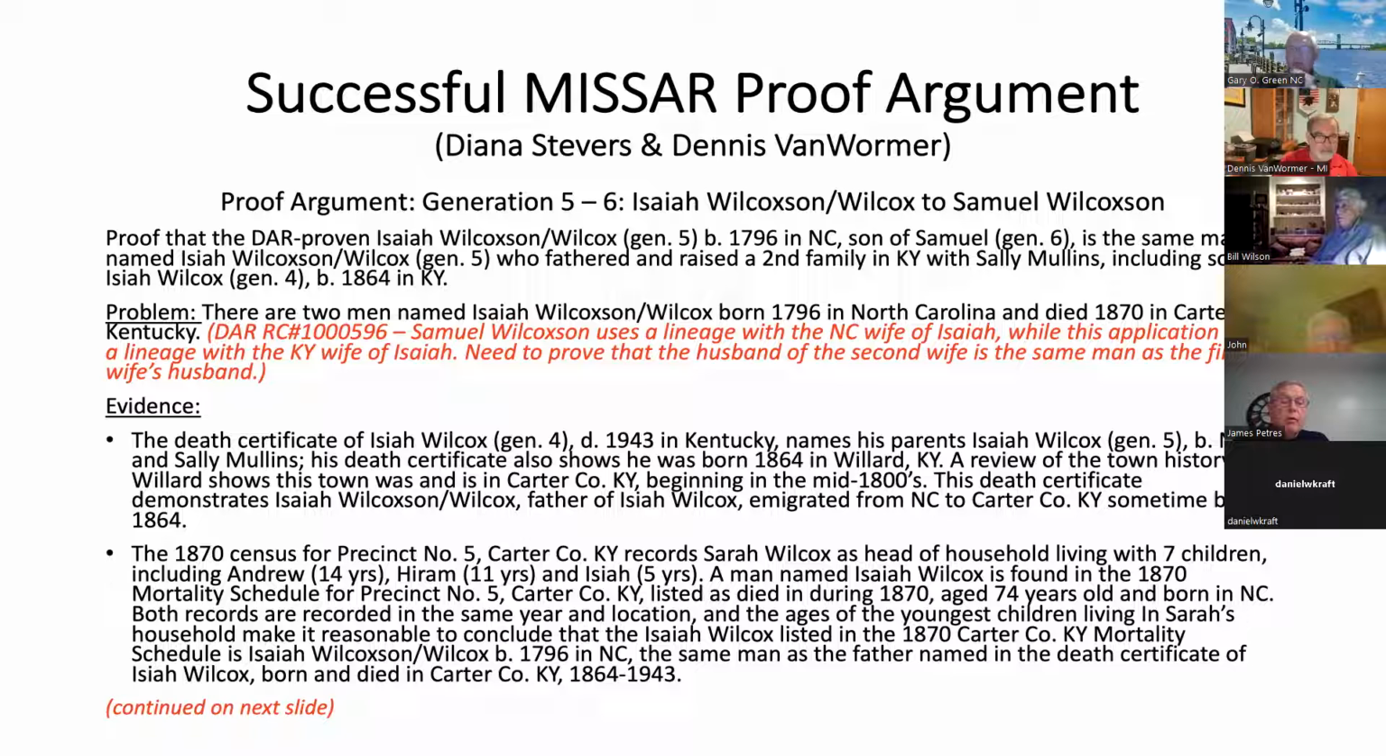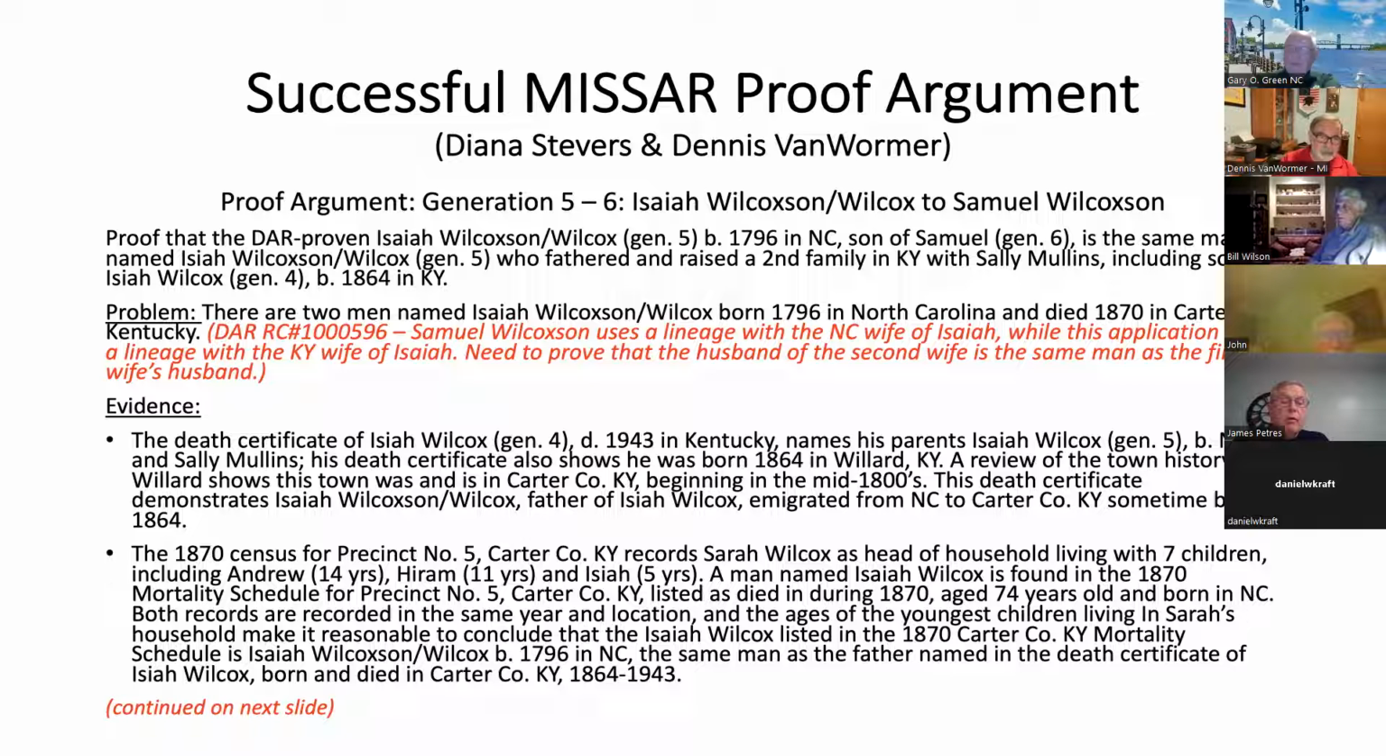And the problem was this DAR record copy, which was good proof of service for the Patriot and for the Patriot's son Isaiah, listed the first wife and went through a child from his first marriage, and was no good for the rest of this.